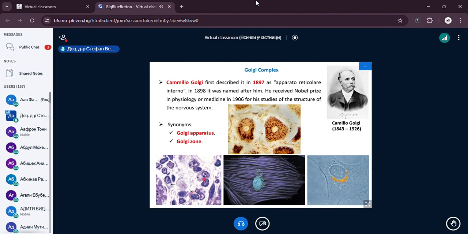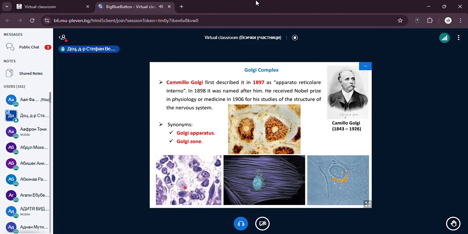In routinely stained cells, which are stained with hematoxylin eosin, usually Golgi apparatus cannot be demonstrated because the structures of Golgi apparatus stain or have the same staining characteristics as the rest of the cytoplasm, and it stains uniformly pink.